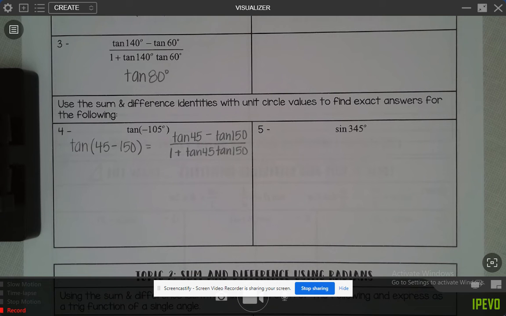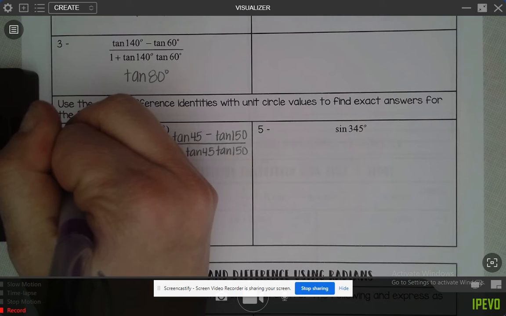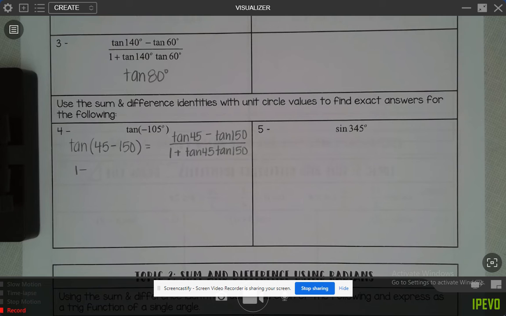It's pi over 4, right? What's the tangent of pi over 4? It's 1. So this is going to be 1 minus the tangent of 150 degrees. It's definitely not on your little chart.